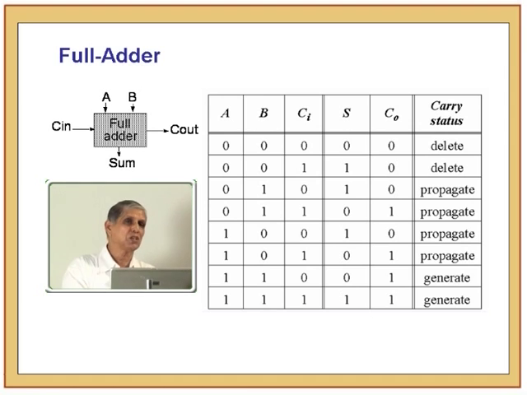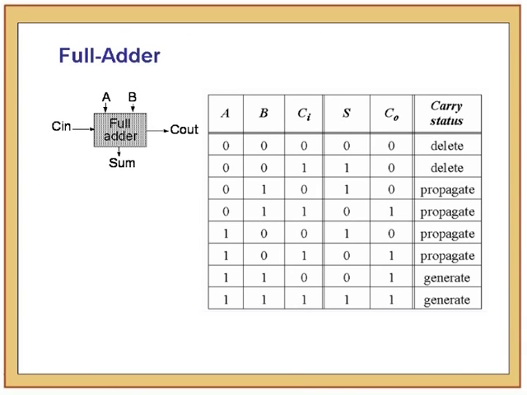A is 0, B is 0, CI is 0. We see sum is 0 and carry is 0. However, if A is 0, B is 0 and CI is 1, the sum is 1 but carry is 0. So essentially, if A and B are both 0, I am going to have no carry. This I call delete. That means I don't need the input carry, because I know if A is 0 and B is 0, even if input carry is 0 or 1, the output carry is going to be 0. So that operation I call delete.